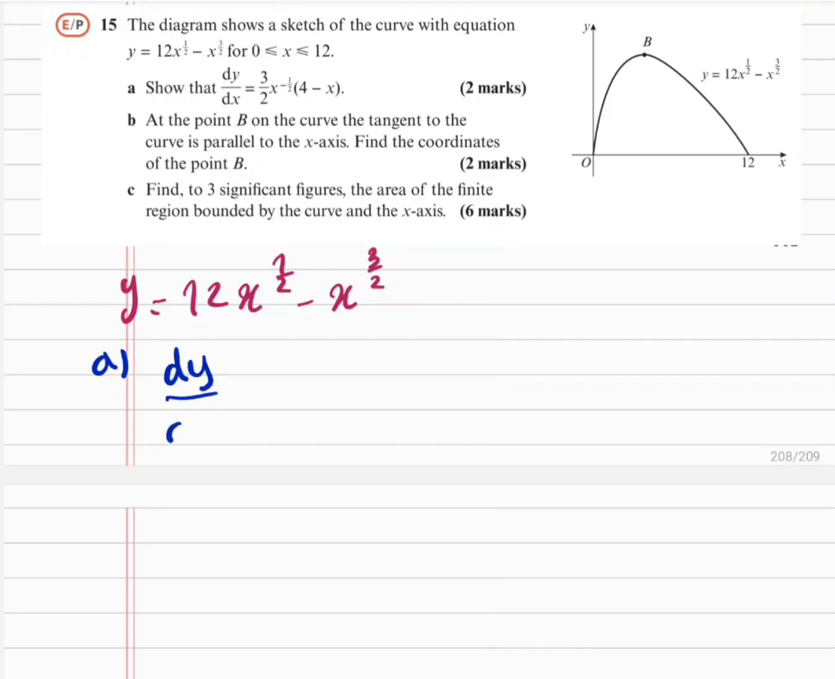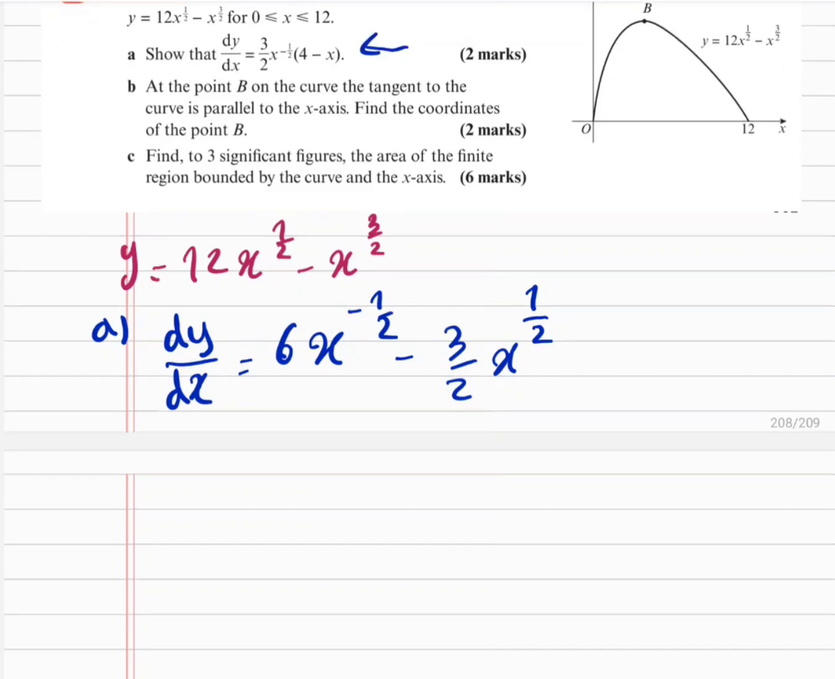To differentiate this equation, we just use the basic rule that we multiply the power by the coefficient and then the power reduces by 1. So we have 12 times a half, which is 6x, and a half minus 1 is minus a half. And same thing here: 3 over 2 times minus 1 is minus 3 over 2 x to the power of a half, because 3 over 2 minus 1 is a half. So we need to show that this is exactly equal to this form.